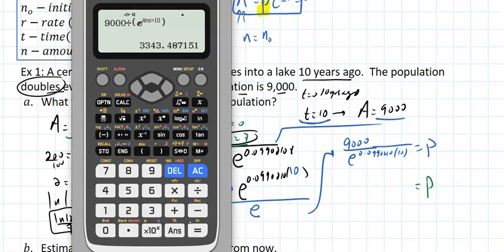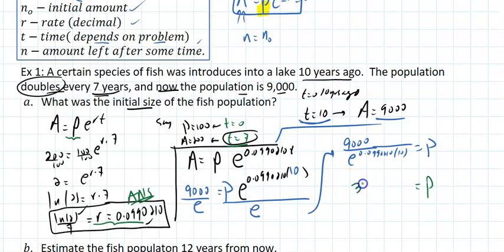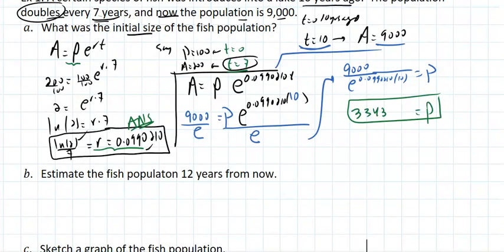3,343.48, but we're talking about people, right? Population. So we're going to say it's 3,343. So we always round to the nearest person. If it's money, to the nearest dollars, pennies, and if it's bacteria, people, fish.